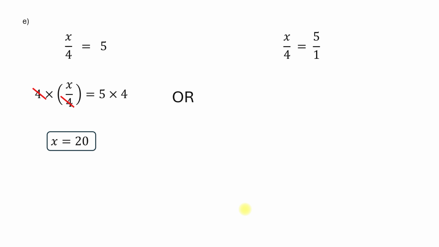Now, cross multiplying, we want to keep the variable on the left-hand side, so we'll say 1 times x equals x. Cross multiplying the other way, 4 times 5 equals 20. And if you compare that, this question right here, answer right there, you'll see that it results in the same answer when we use the other method. So either way will work.